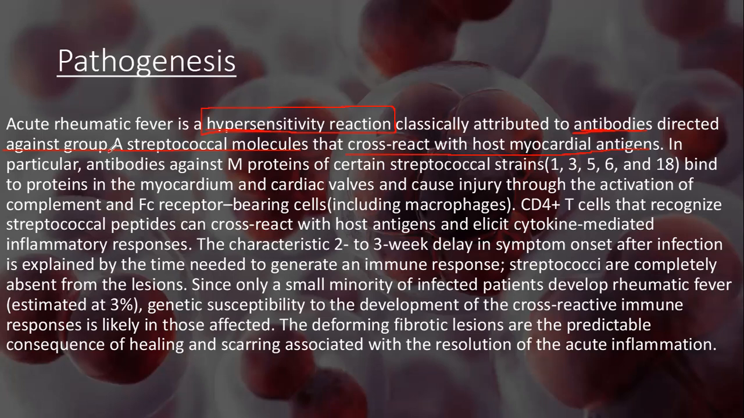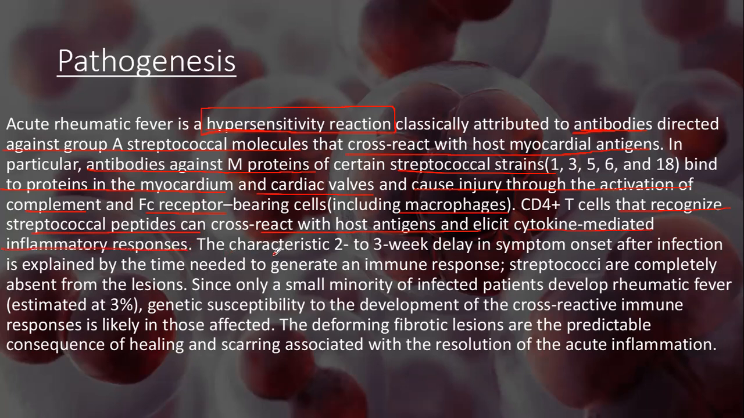Now, in particular, antibodies against the M proteins of certain streptococcal strains, strains 1, 3, 5, 6, and 18, usually bind to the proteins on the myocardium and cardiac valves, and this causes injury through the activation of complement and the Fc receptor-bearing cells, including the macrophages. Now, CD4 positive T helper cells that recognize streptococcal peptides can cross-react to the host antigen, and this can elicit a cytokine-mediated inflammatory response, okay?